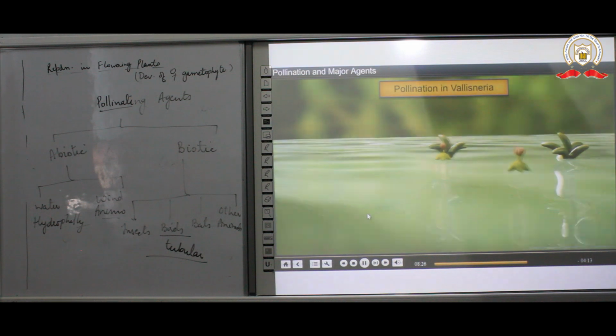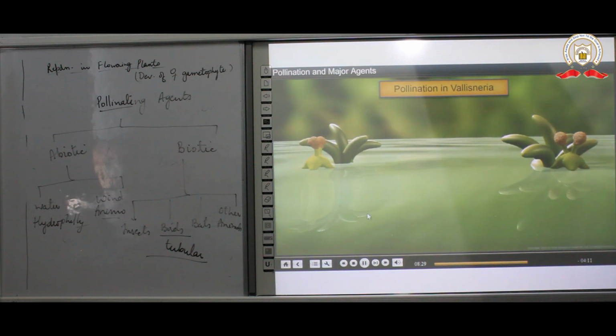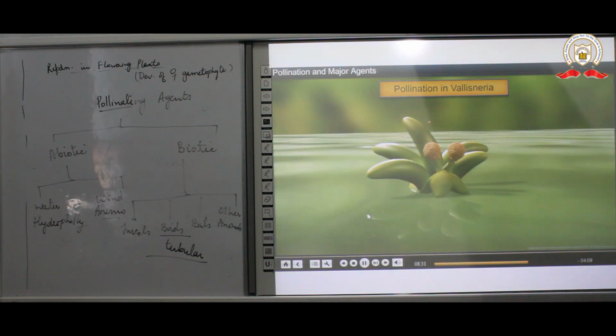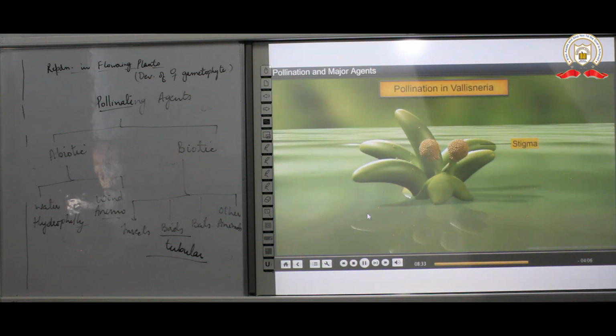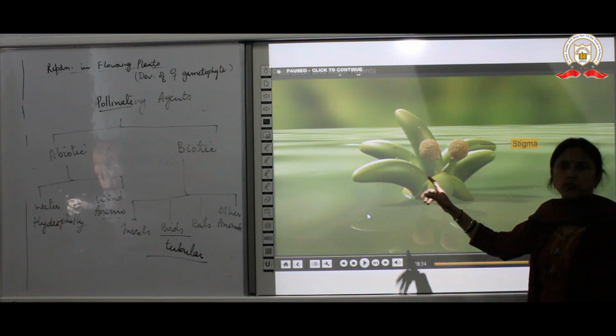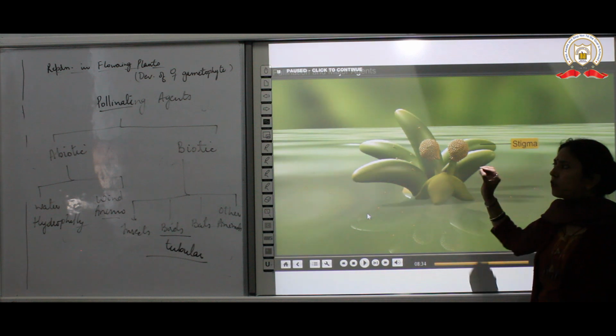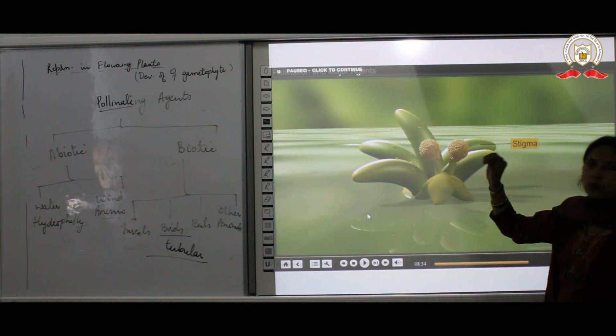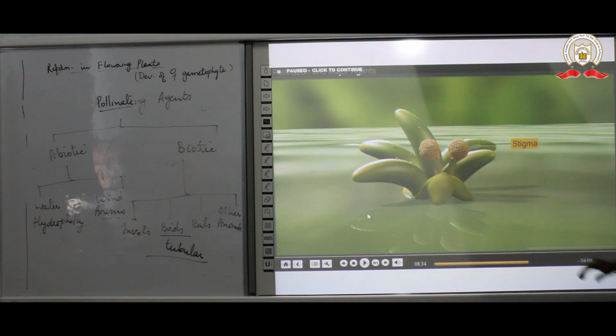Pollen released from the anthers is carried by water currents, where some of them eventually come in contact with the stigma. A large number of pollen grains are needed because every pollen will not be reaching the stigma. So, a large number of pollen grains are required by all those which are to be pollinated through agents.